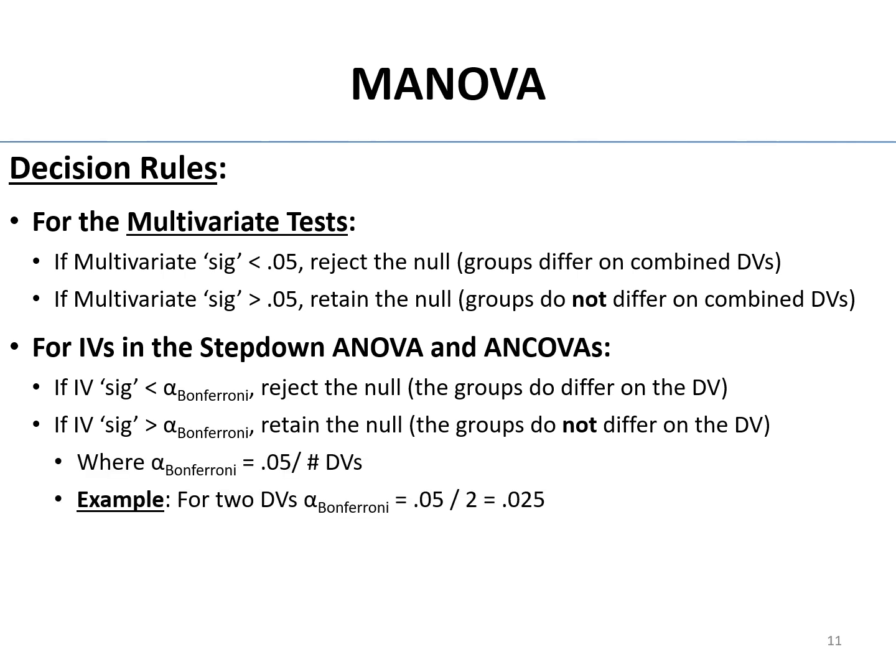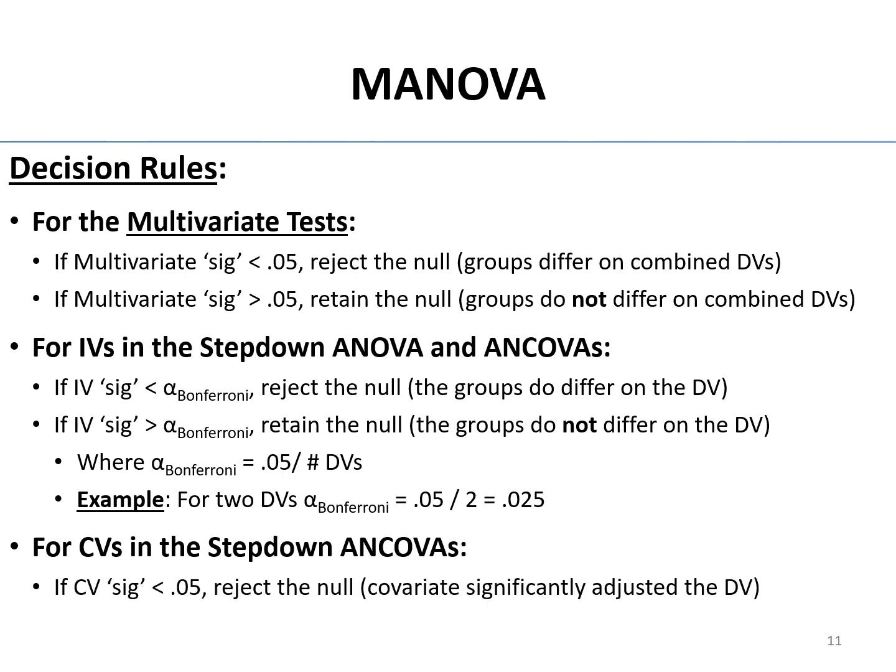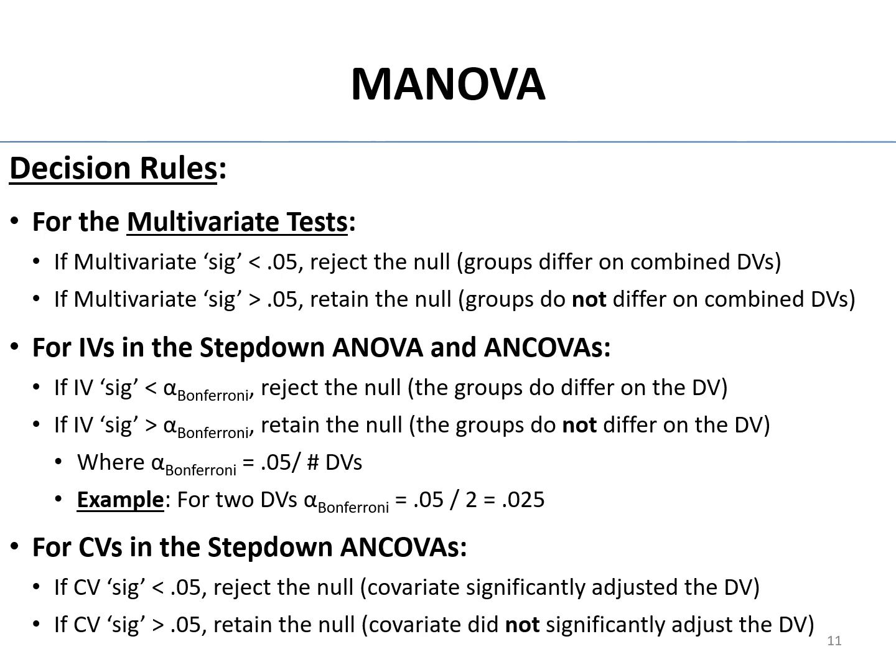There's your Bonferroni formula again. And there's an example again. So for the covariates that are used in the step-down ANCOVAs, you just use 0.05. And so if the sig for the covariate is less than 0.05, you know that the covariate significantly adjusted the dependent variable, or covariates. If the covariate sig is greater than 0.05, you retain the null, meaning the covariate did not significantly adjust the dependent variable.